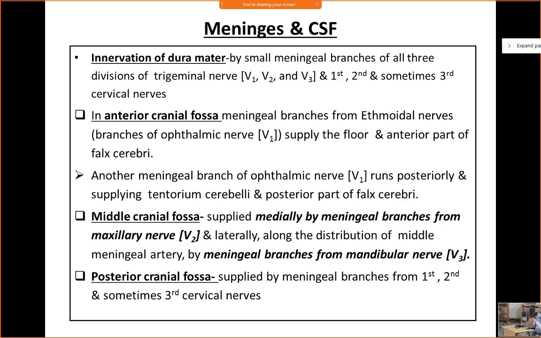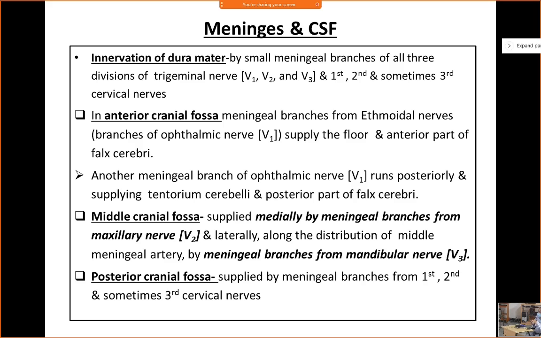The middle cranial fossa has a medial and a lateral part. Medially it is supplied by meningeal branches from the maxillary division, and laterally along the distribution of the middle meningeal artery, so some branches go along with the middle meningeal artery. These are meningeal branches from the mandibular. You can remember it simply: the medial part of the dura of the middle cranial fossa is supplied by the maxillary nerve, while the lateral part is supplied by the mandibular nerve. Both are divisions of the trigeminal.